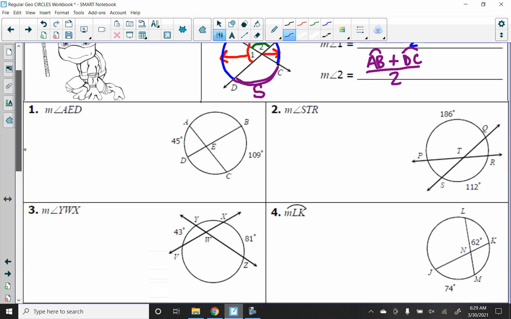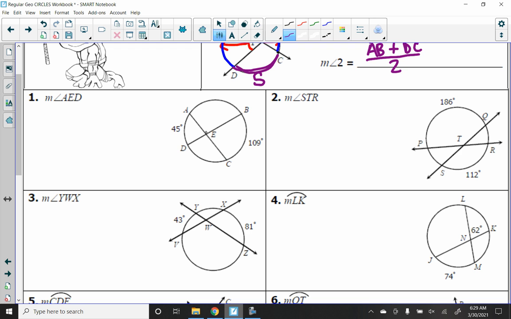So moving on to the 6 examples. AED is an angle. Here's your angle in here. That goes with 45 and 109. So the first one, not too tricky at all. You just add those 2 arcs, divide by 2, and that would get you angle AED. And it also would get you this angle. Those are vertical and equal. So while we're on it, let's go ahead and find that. 45 plus 109 equals 154, divided by 2. That's going to be 77.